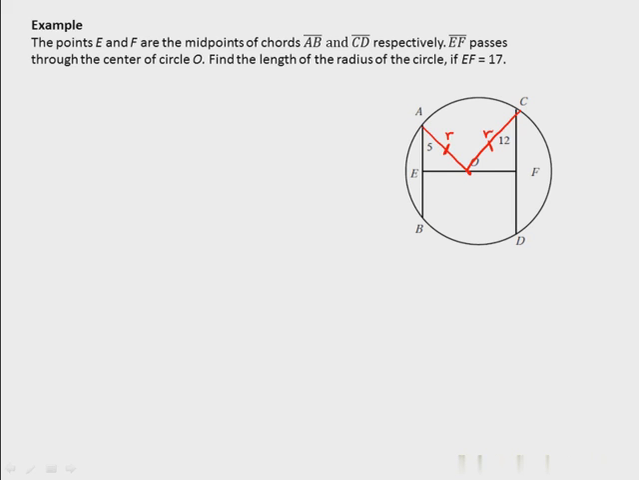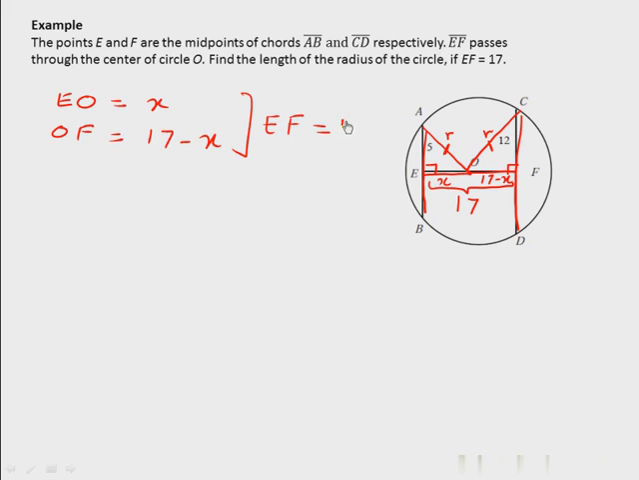Well, I know a property which can easily be proved, that the radius bisects the chord at right angles. Can easily be proved by showing that two triangles are similar and so on. So I have two right angle triangles. And I know this length is given as 17. Let me call this part x. So this part is 17 minus x. So I've taken EO to be x. So OF is 17 minus x, because I know EF is given to be 17.